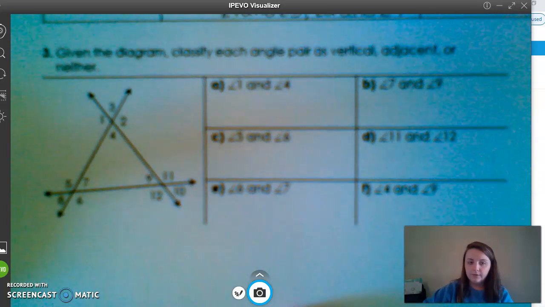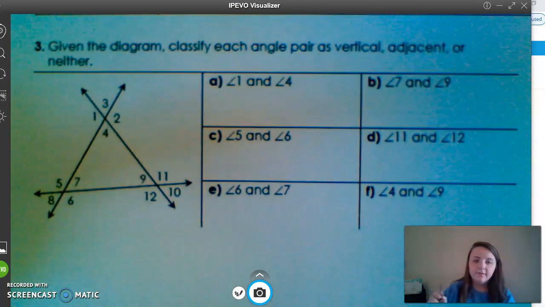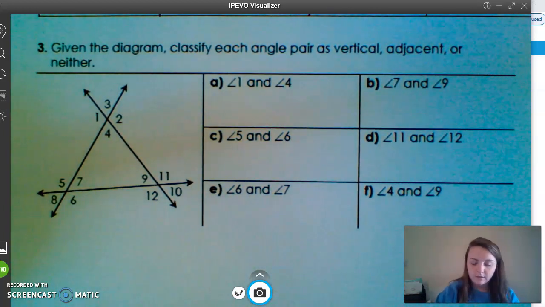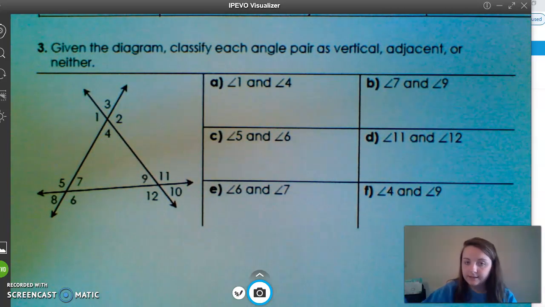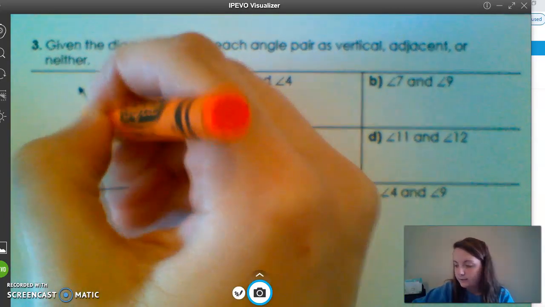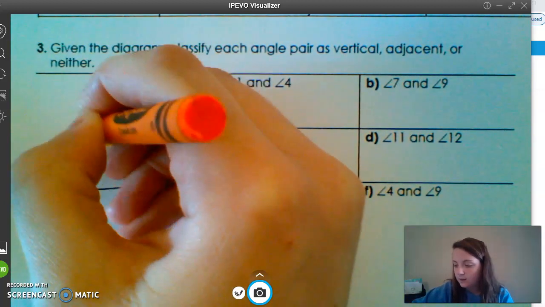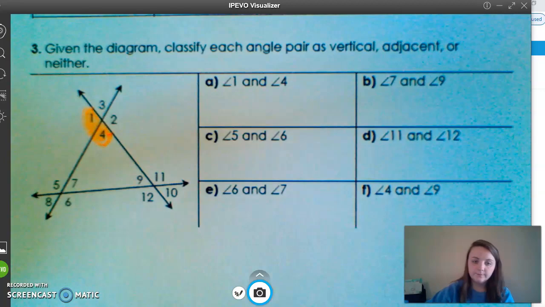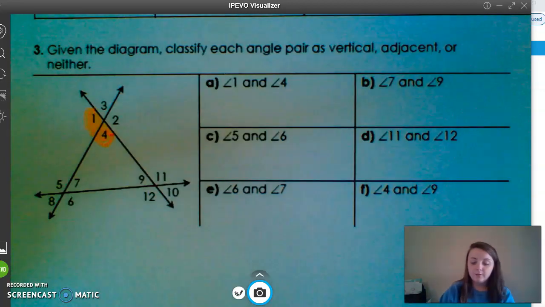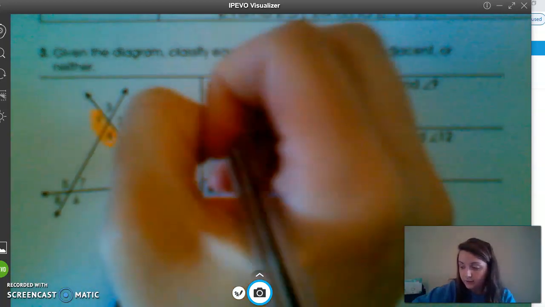Now, number 3 is exactly like your independent practice is going to be. So it says classify each angle pair as vertical, adjacent, or neither. So A says angle 1 and angle 4. If I'm looking at angle 1 and angle 4, well, they're not directly across from each other, so they can't be vertical, but they're beside each other. And which one means beside? Adjacent. So angle 1 and angle 4 are adjacent.